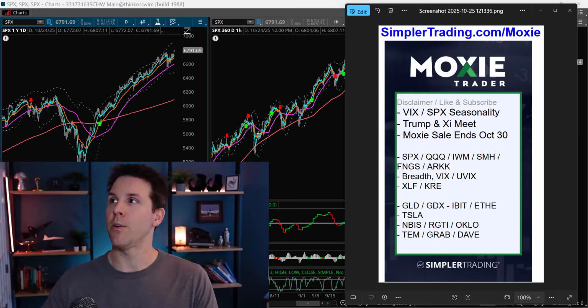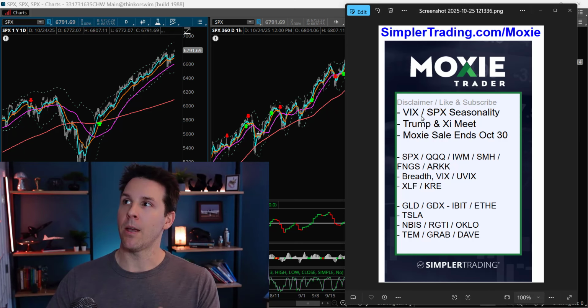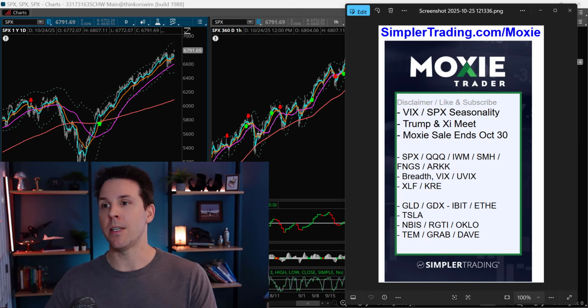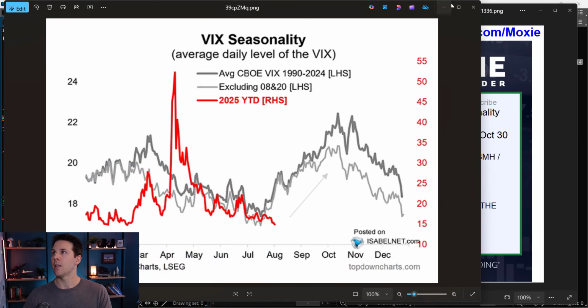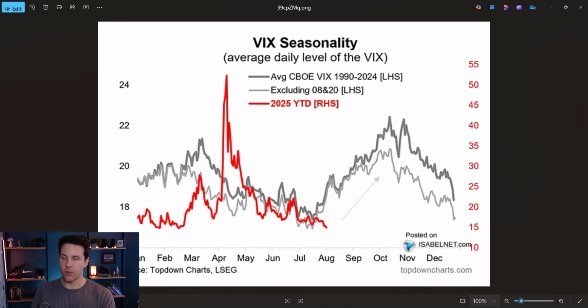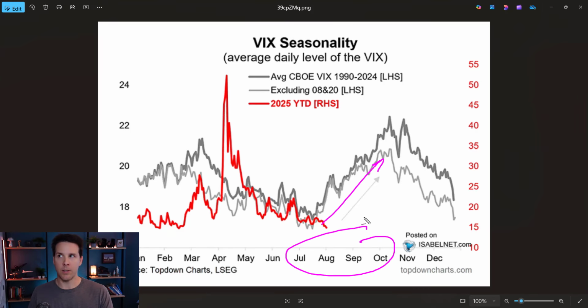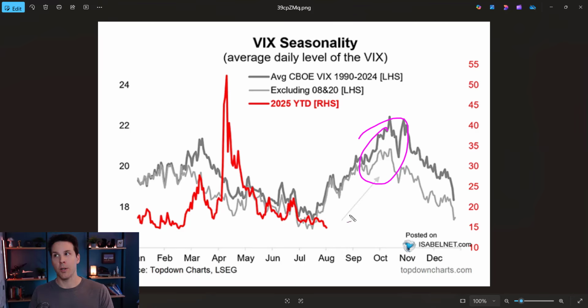Okay, so let's dive into it for a few things. So yeah, the VIX and the SPX seasonality. Let's take a look at this. This is for the VIX, and if we look at this, we can see that around August, September, October, usually we get some seasonal weakness in the market, so the VIX goes up. This year was a little bit different because the market has been so strong, and so there really wasn't much of a VIX increase until about October. So, you know, you can kind of wrap this around that.